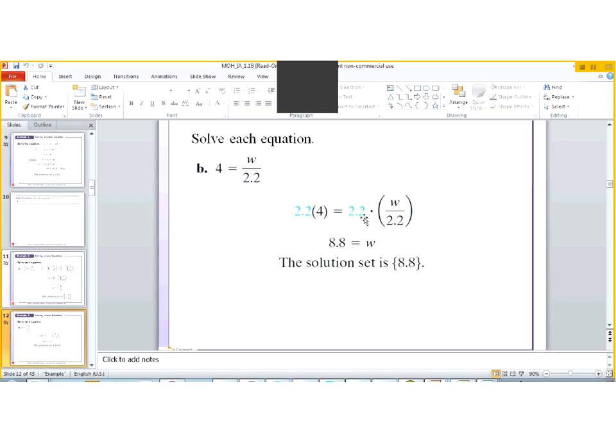You see how we multiply both sides by 2.2 over 1, or 2.2? That's how you eliminate the 2.2. So you multiply both sides by the reciprocal of 1 over 2.2, which is 2.2 over 1. Any questions so far? Okay.